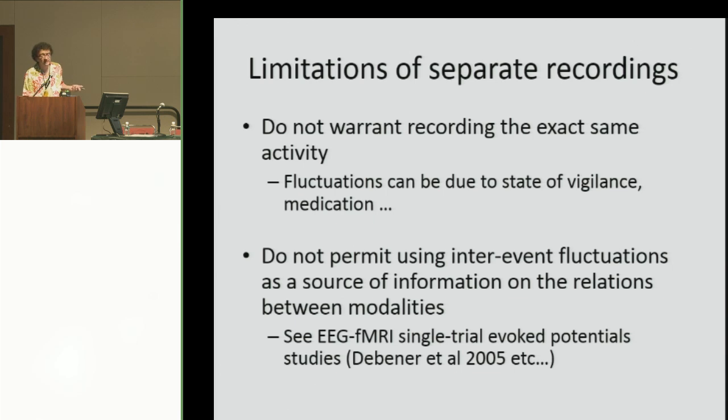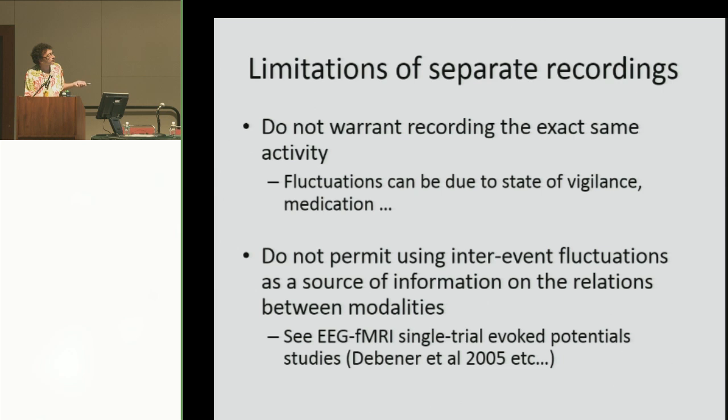So all that I presented so far are separate recordings. People recorded MEG, EEG in one session and intracerebral EEG in another session. But there are strong limitations of these separate recordings, because they do not warrant seeing the exact same activity. There are, as you know, fluctuations in activity due to the state of vigilance, maybe also to the level of medication of these patients. And also, very importantly, separate recordings do not permit us to use the inter-event fluctuations, what we would call single trial fluctuations, as a source of information on the relations between the signals.